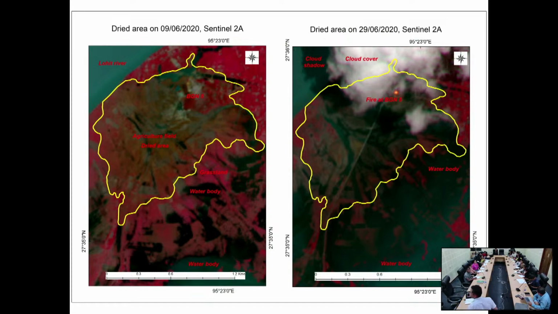Okay, this you just see the dried area on 9/6 June 2020, Sentinel 2A. So, Sentinel 2 is multispectral, means different bands are there. We can do the analysis for land use, land cover like that. Okay. And Sentinel 1 is the SAR image, radar data.